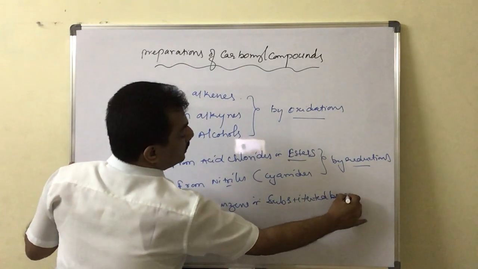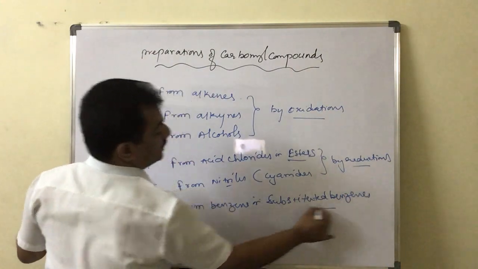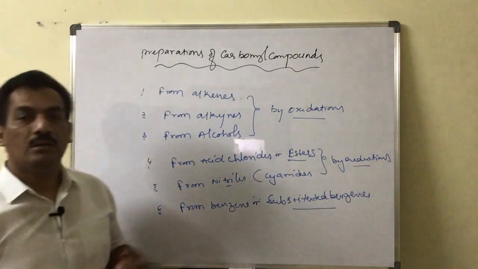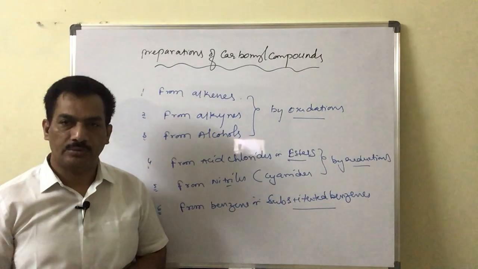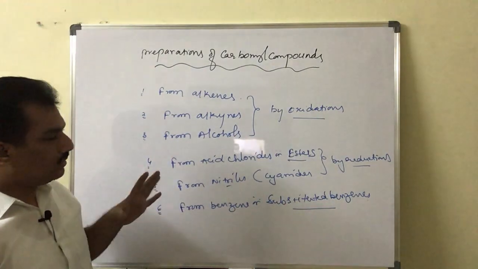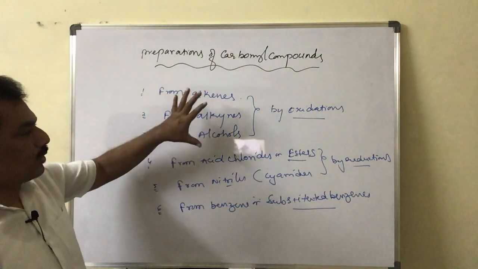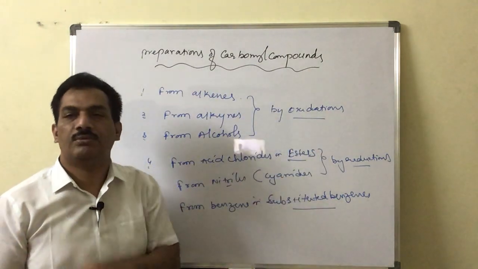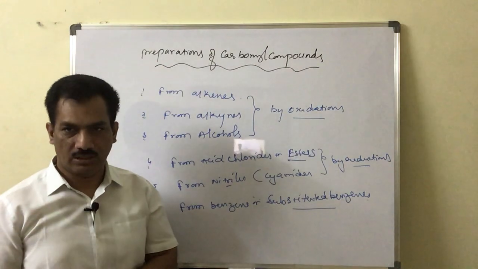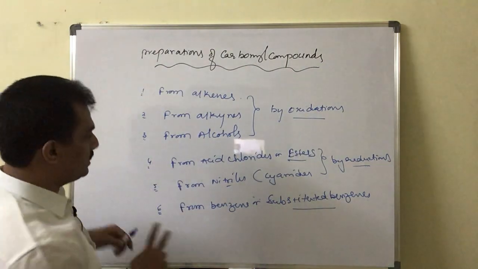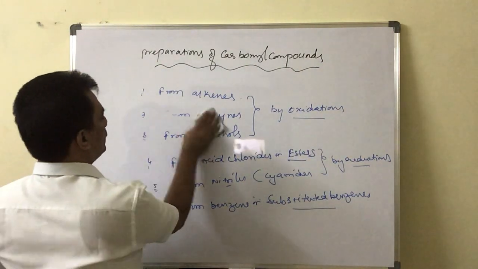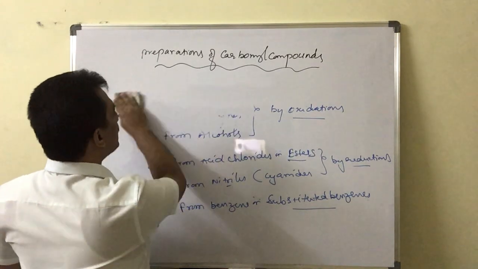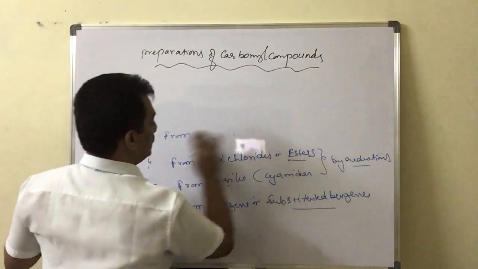It is from benzene or substituted benzenes we can prepare aromatic carbonyl compounds. Clear? So first of all we should know the process. If we know the process, then we will search for the reagent which is suitable in that conversion. Is it not? And now in this class let us discuss the preparation of carbonyl compounds from alkenes.